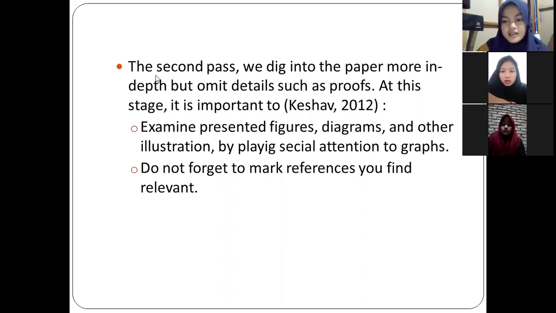Okay, the next discussion. Next is the second pass, reading the paper more in depth, but omitting details such as proofs. At this stage, it is important to catch up. There are 2 points. The first is to examine the presented figures, diagrams, and other illustrations, paying special attention to graphs. And the second is don't forget to mark references you find relevant. Next slide, please.